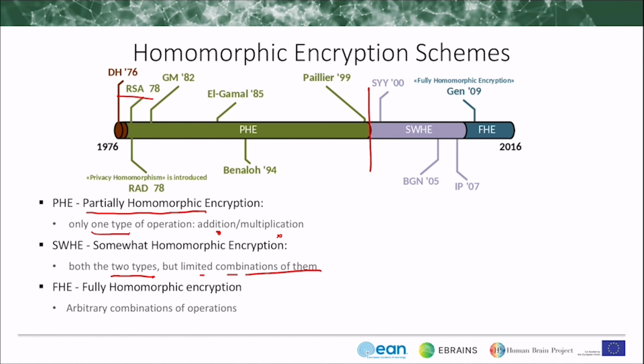Then finally we reached fully homomorphic encryption, where the encryption schemes are able to support any arbitrary combination of the two types of operation. We have to notice, however, that the more complex the operations that our encryption scheme is able to support, the slower the execution speed.